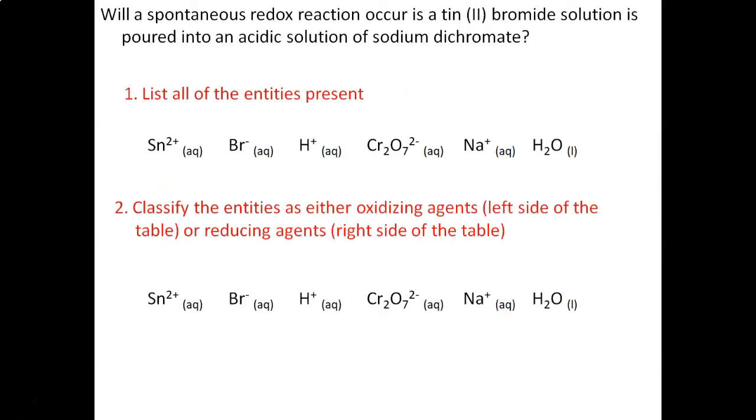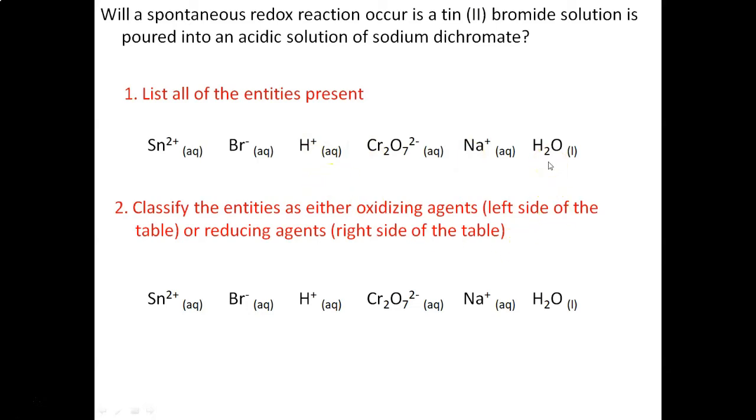Let's take a look at a second example. Okay, so will a spontaneous reaction occur if a tin(II) bromide solution is poured into an acidified sodium dichromate solution? So first we identify all of our entities: a tin(II) ion and a bromide ion for my first solution, a dichromate ion and a sodium ion for my second solution, acidic proton because it's acidified, and water because they're both solutions.